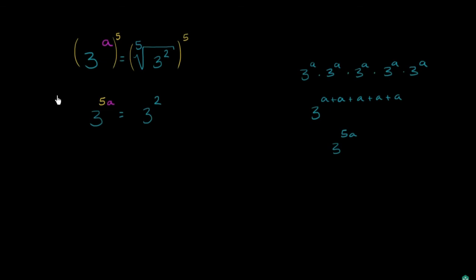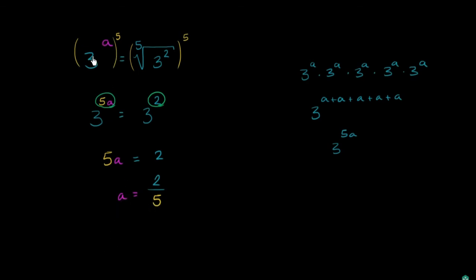Or another way of thinking about it, we have the same base on both sides, so this exponent needs to be equal to this exponent right over there. Or we could write that 5 times a needs to be equal to 2. And of course, now we can just divide both sides by 5, and we get a is equal to 2 over 5. And this is an interesting result.